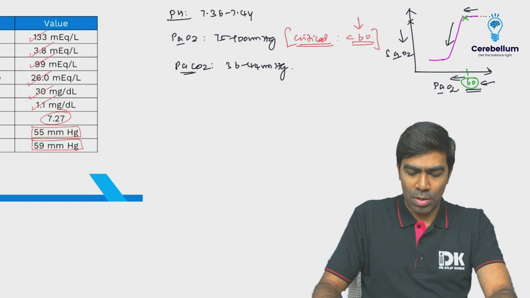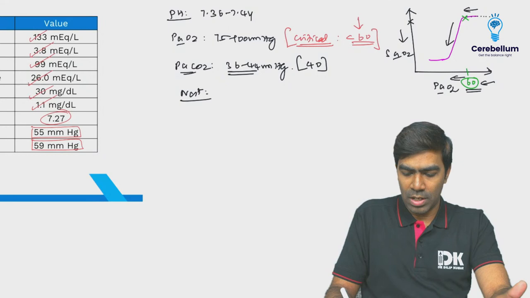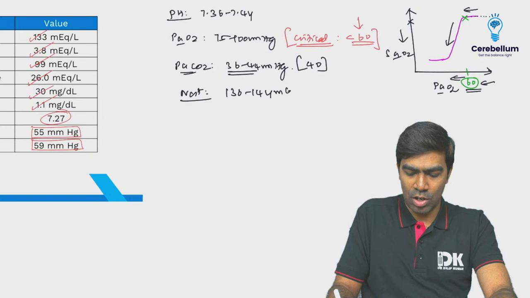So what is the normal PaCO2? It is 36 to 44 millimeters of mercury, and the average is going to be 40. So what's going to be the normal sodium? Normal sodium is going to be 136 to 144 milliequivalents per liter, or you can write 135 to 145 also, no harm.